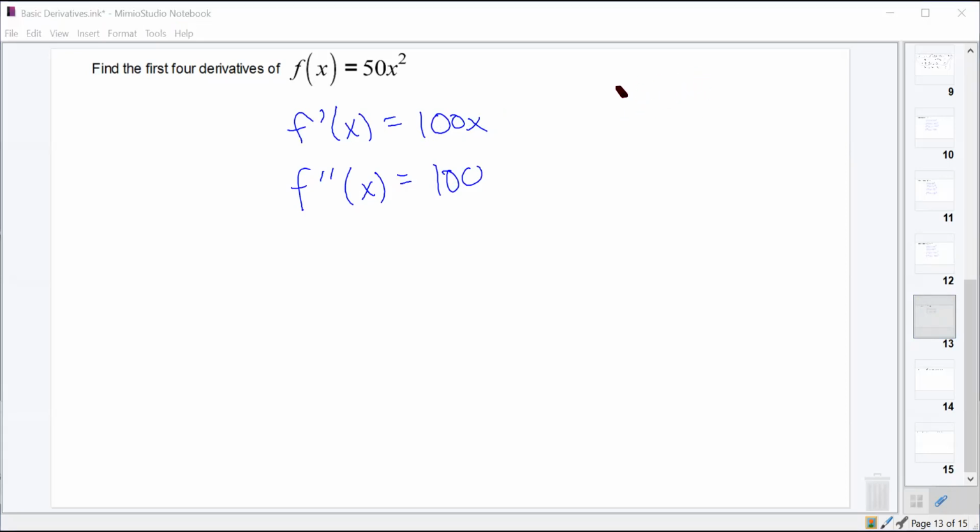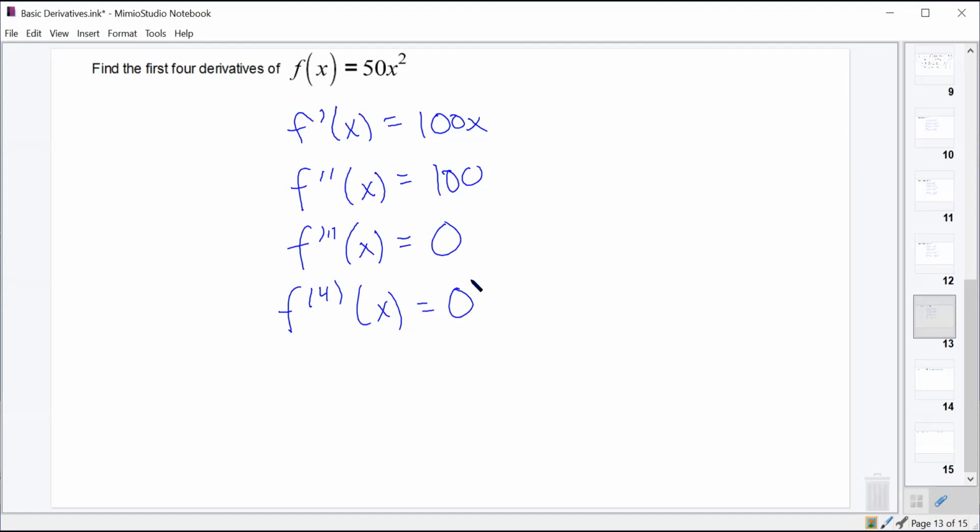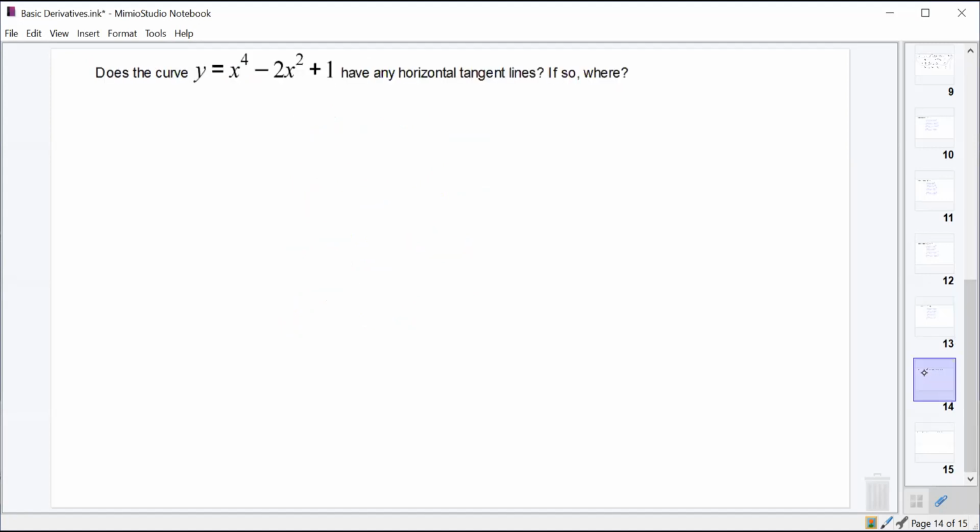What about your third derivative? 0. Right, the derivative of a constant is 0. What about the fourth derivative? 0 again. And what about the fifth derivative and the sixth derivative and the 100th derivative and the 1,000,000th derivative? They should all just be 0. Everybody good there? Yes. All right.